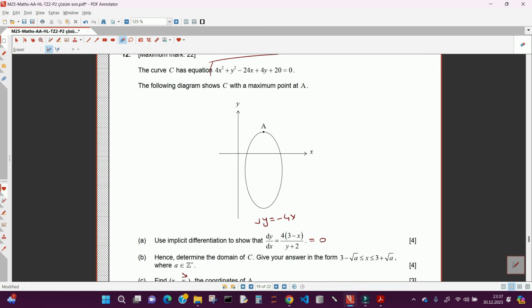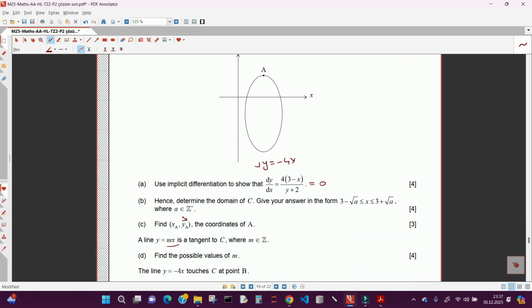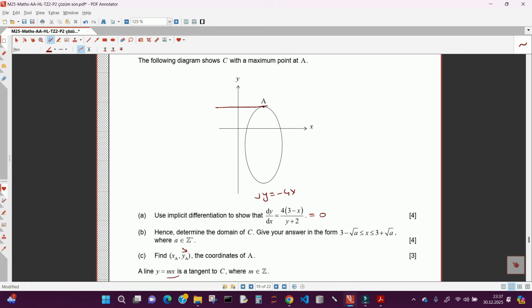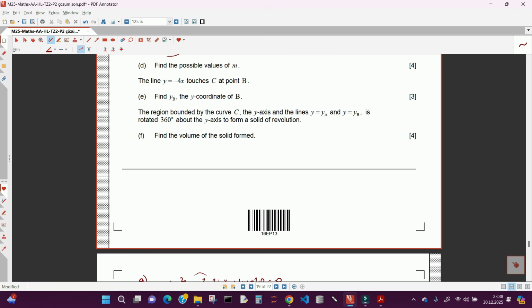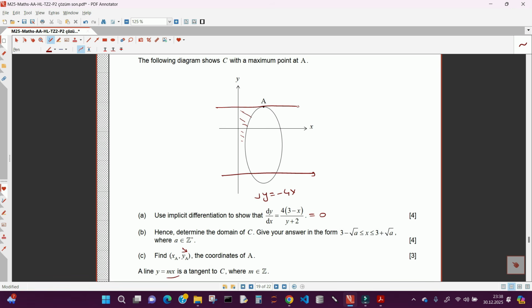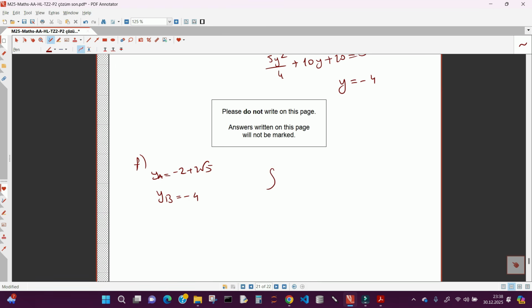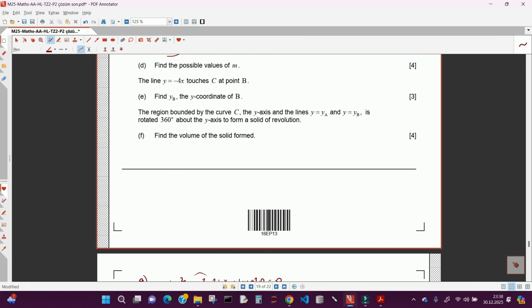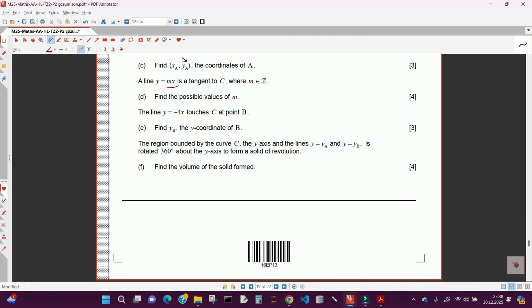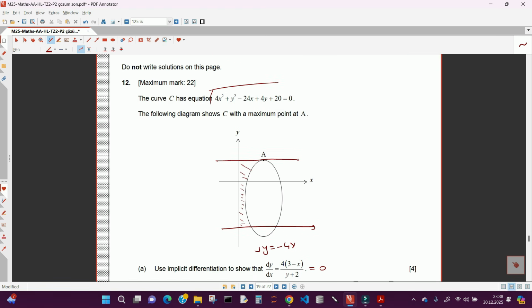So we can, for example, draw the line in here and the other line in here, y sub A and y sub B. So the area between the y-axis in here, the curve and this line. So we are just rotating this area. We're gonna write the integral in terms of y from minus 4 to minus 2 plus 2 times square root of 5. And we need to write the curve equation in terms of y squared. So we can find y squared.